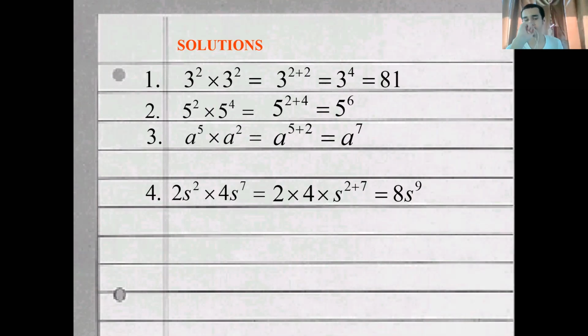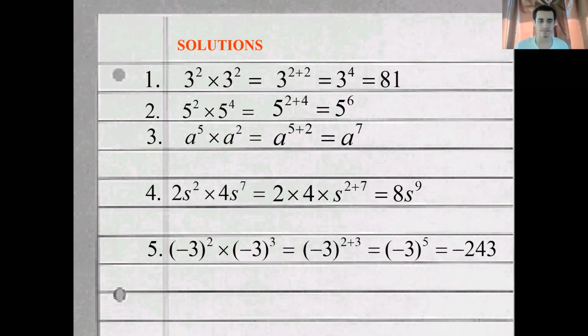Negative 243. What is the exponential form there, Ken? Negative 3 to the power of 5. Very good. So we have the answer, negative 3 to the power of 5, which is equal to negative 243. Be careful, class.